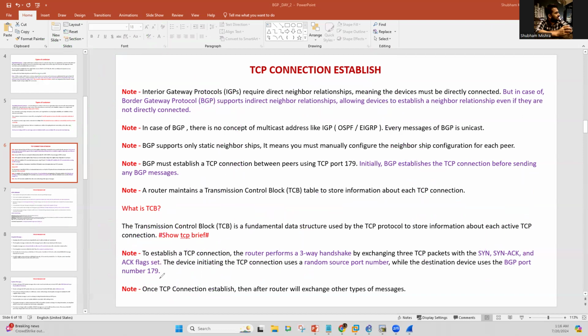Okay, now once the TCP connection is established, the routers exchange other types of messages like open message, keepalive message, and any other message. Getting my point, everyone? Okay, now I will show you how the TCP connection is established. I will show you the TCB table. See here.